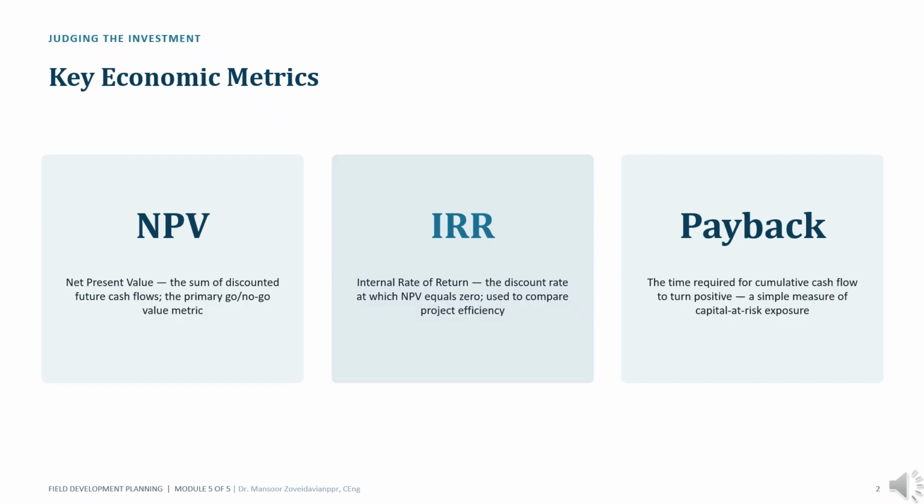Three economic measures appear repeatedly in investment decisions. The first is net present value, or NPV. NPV answers the question: how much value does this project create after considering the time value of money? The second is internal rate of return, or IRR. IRR measures investment efficiency and allows different projects to be compared on a consistent basis. The third is payback period. Payback measures how quickly invested capital is recovered.